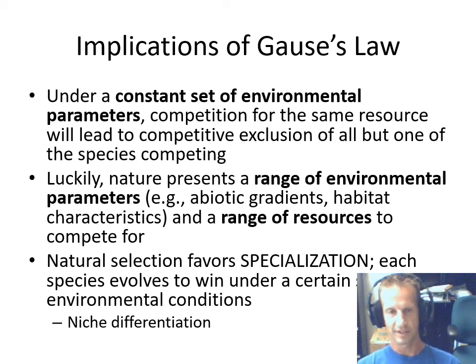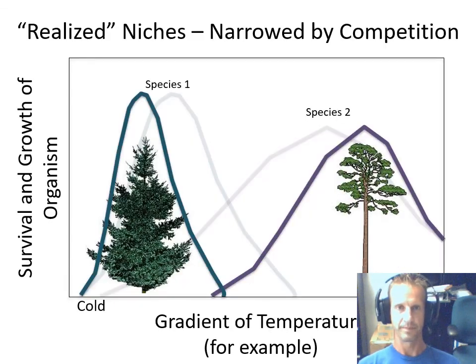So natural selection, this evolutionary process, sculpts species so that they can dominate under their particular set of conditions. And under that set of conditions, they won't have to deal with competitors, even though in other conditions they might be excluded by species that are adapted to those other conditions. And this specialization, where the overall range of conditions in the environment is being partitioned among species, is called niche differentiation.